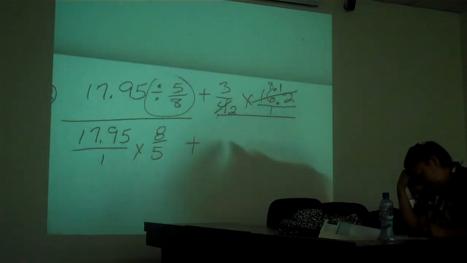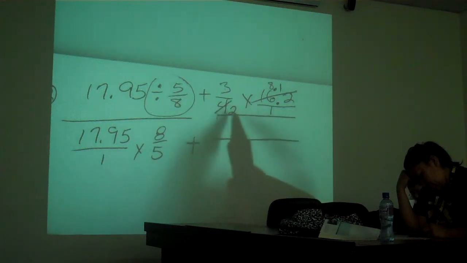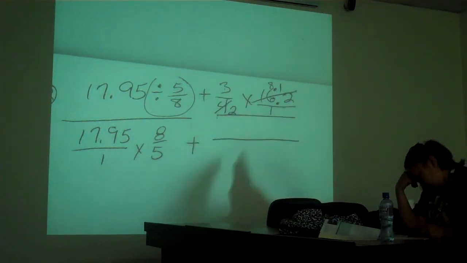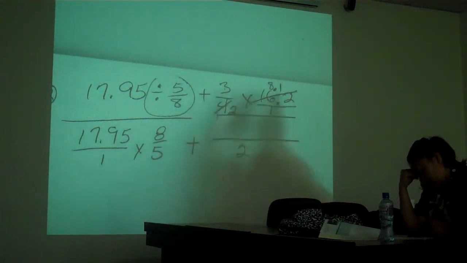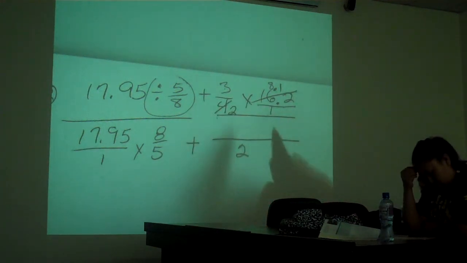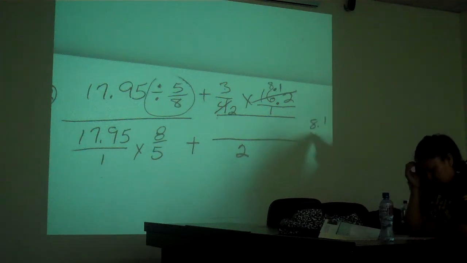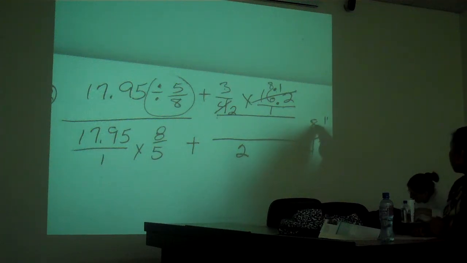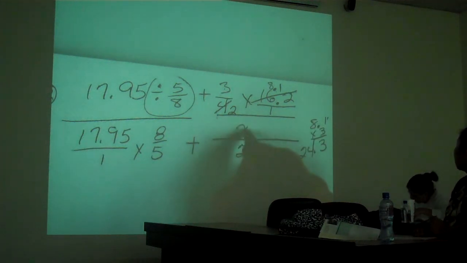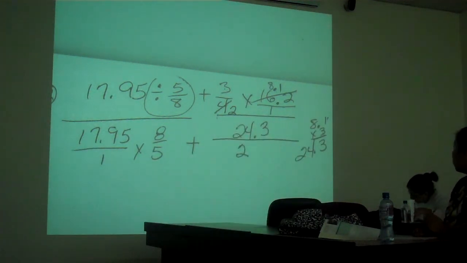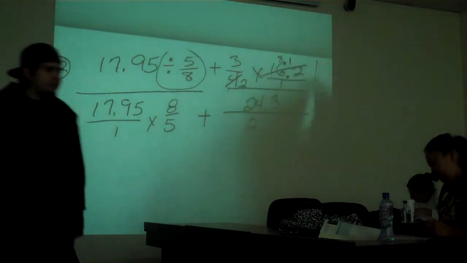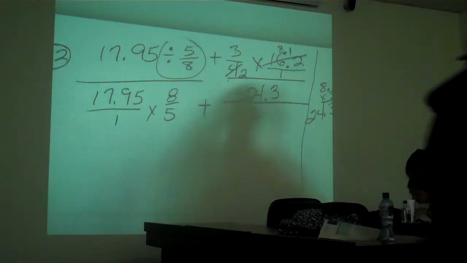So now that one's going to come out to 3 times 8.1 over 2 times 1. So 3 times 8.1 is the top number. 3 times 1 is 3. 3 times 8 is 24. And don't forget your decimal. So we have that one that far.